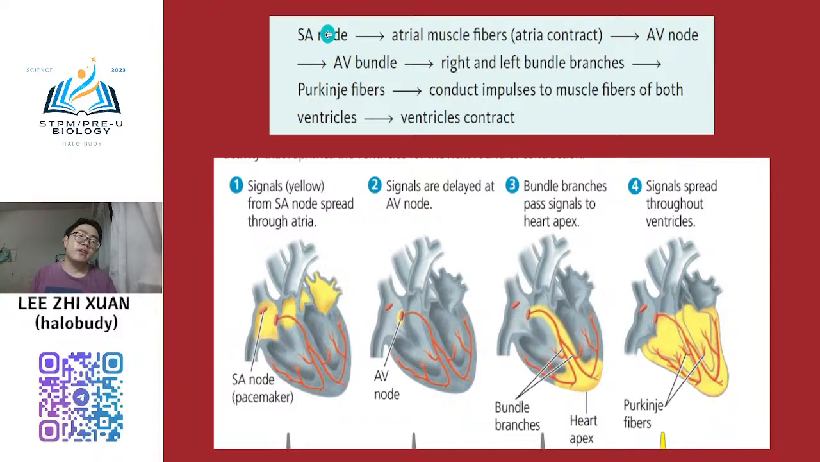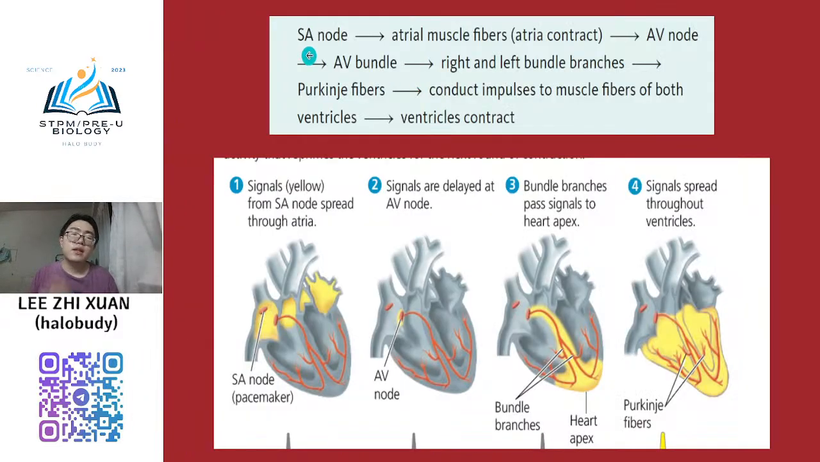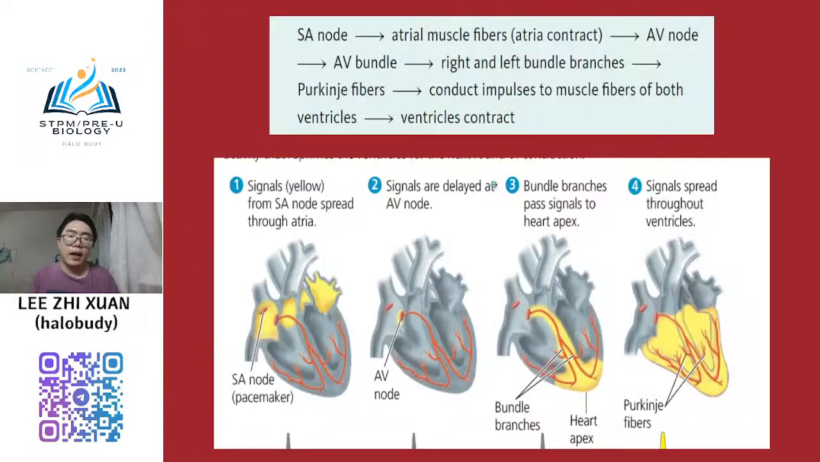So normally the SA node is what we call the sinoatrial node. The sinoatrial node acts as the pacemaker that can set the rate and timing to contract the cardiac muscle. So the SA node is like a computer. It will know the time to contract, the time to send the impulse or not. It is like an employer, like your boss.